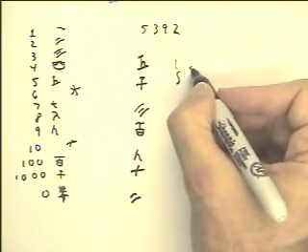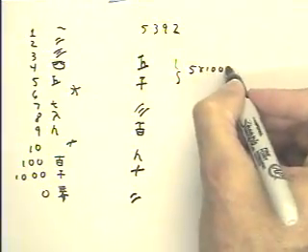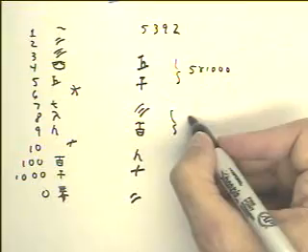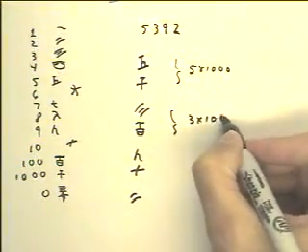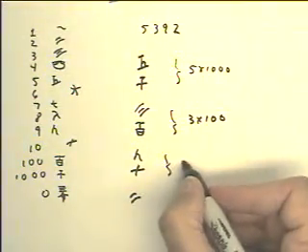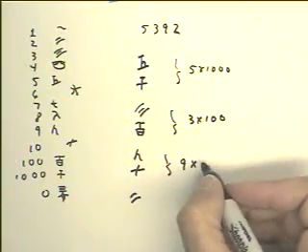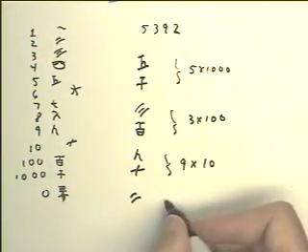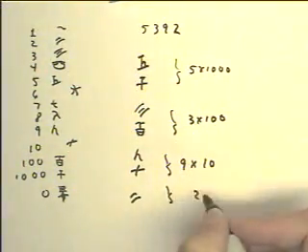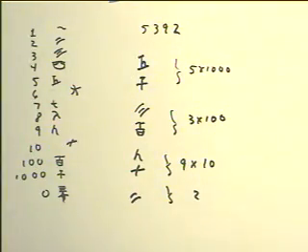You see that we have 5,000s, we have 300s, we have 9 tens, and we have 2 down here at the end.